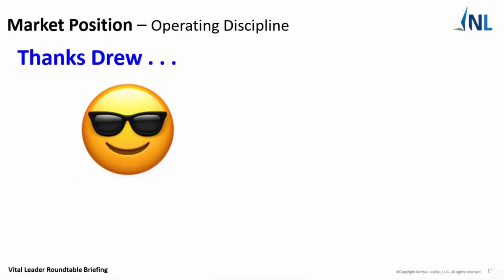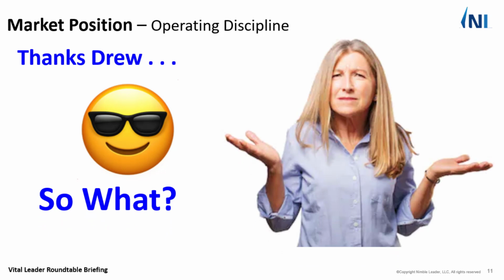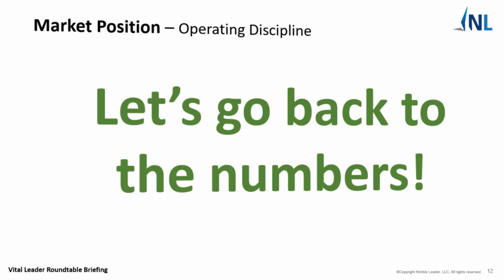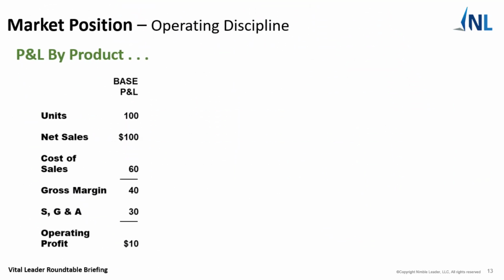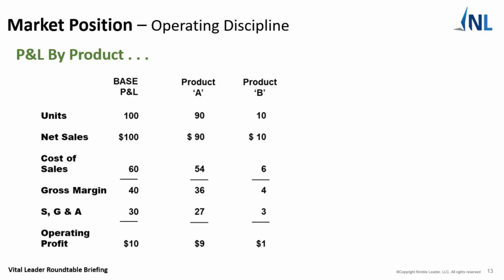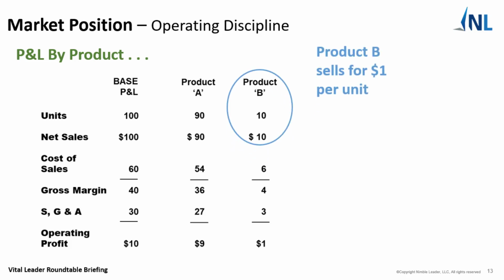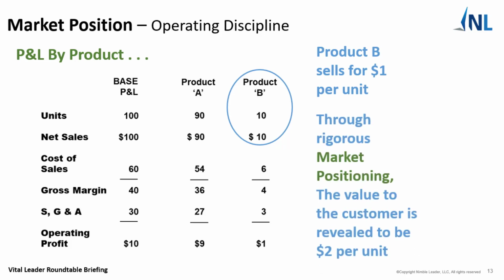Okay? Now, somebody might come to me and say, thanks, Drew, that's a great theoretical exercise, but so what? Why do I really care? And whenever I get this question, I want to go back to the numbers and focus on the numbers because it's really, really important. So if we go back to that base P&L and we break out that 100 units for this company into product A and product B, and we see that with product B, they sell 10 units at $1 a piece for $10. And then they go through a rigorous market positioning exercise and they realize that the value to the customer of product B is actually $2.